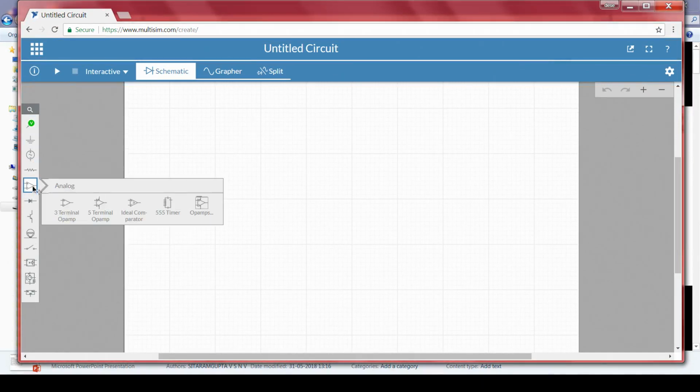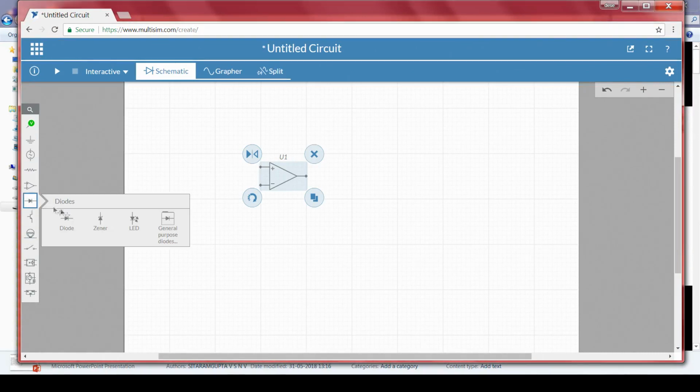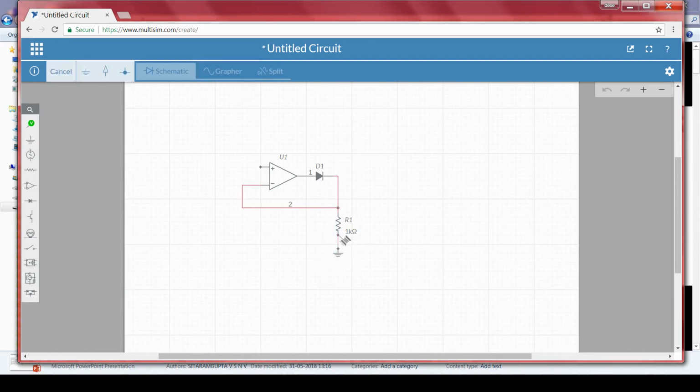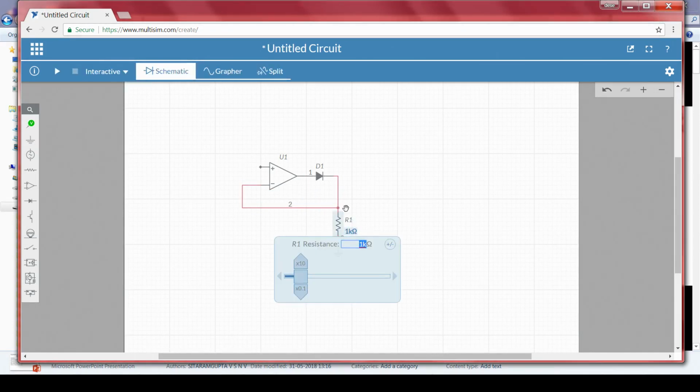We require a diode. Let me take an op amp as well as a diode. Then we require a resistor. So, the negative terminal should be connected here, and this is RL. Any resistance value is more than enough at this point. Even we can go with a 10 K, it will not load the input. So, let me take it as a 10 K resistor.